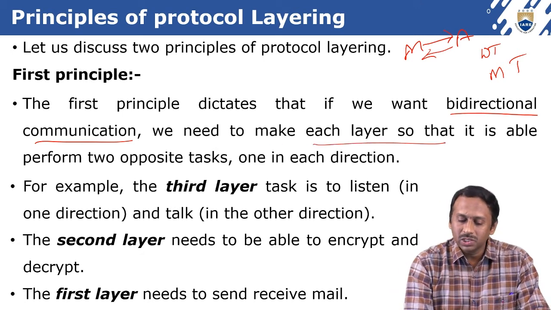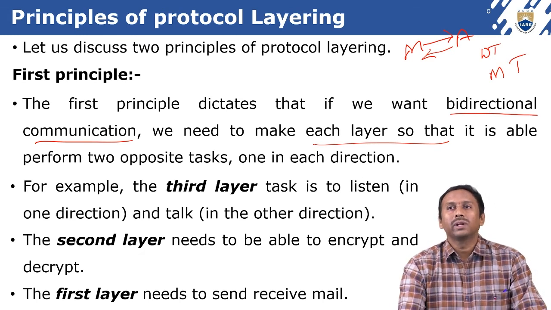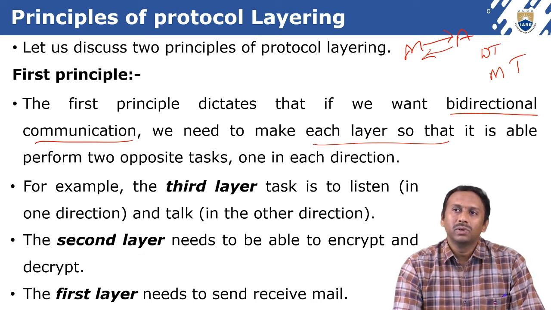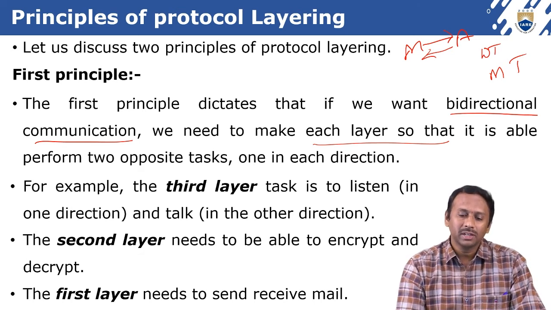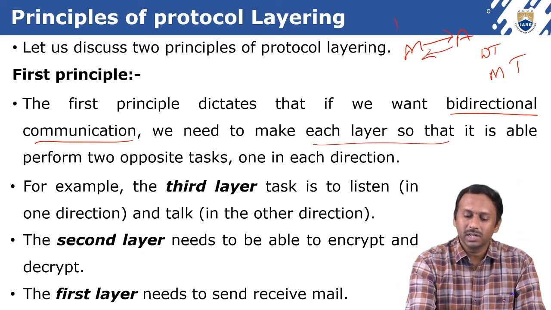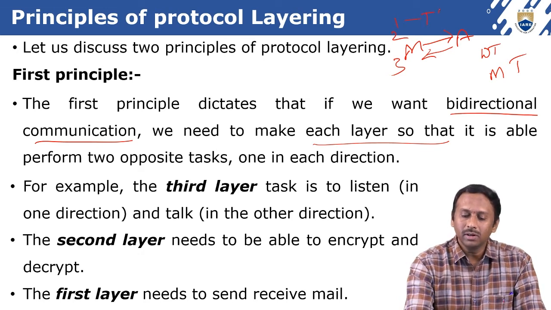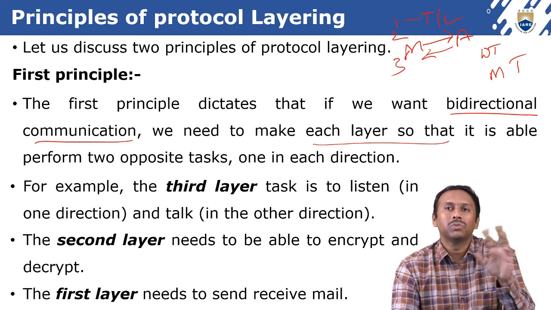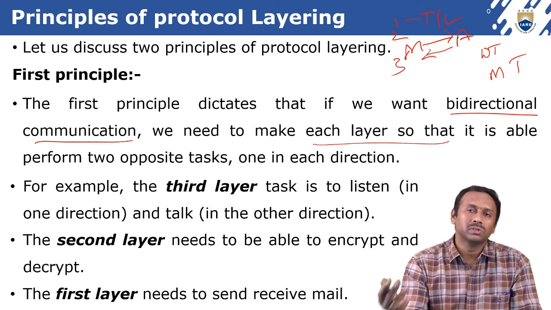So we need to make each layer able to perform two opposite tasks, one in each direction. For example, the third layer's task is to listen in one direction and talk in another direction. Third layer means the top layer. If you observe the first layer, second layer, third layer, what is the third layer here? Talk or listen. One is talking, one is listening, and even if both are talking, it will support that.